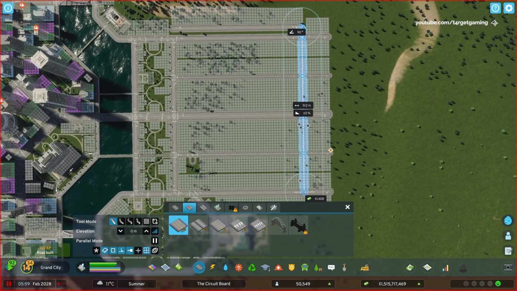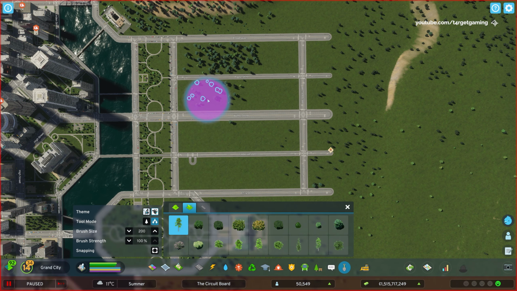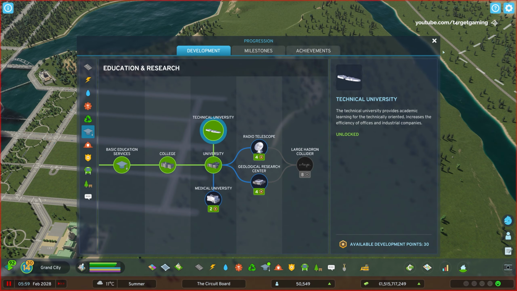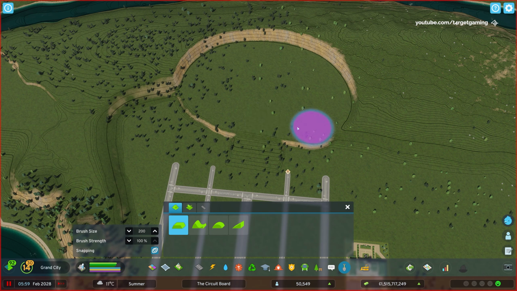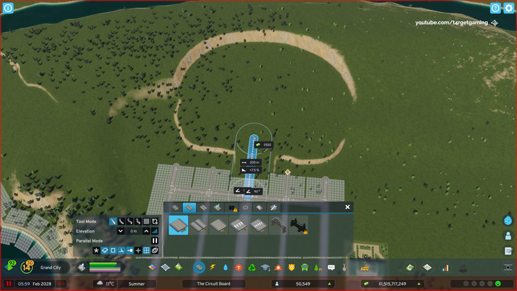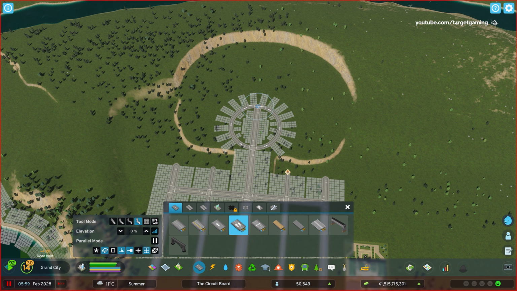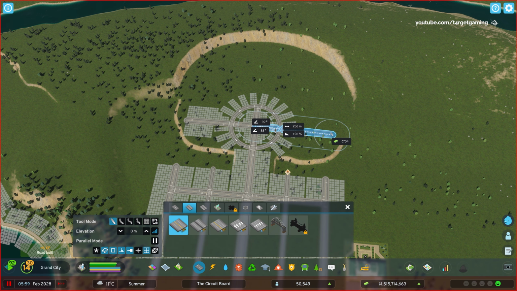Alrighty, so I started preparing the area for the university. I decided that I would put it at the end of the 6-lane avenue. The area here was quite hilly, so I terraformed it a little bit, and the facility would be placed at a slightly higher altitude than the layout below.